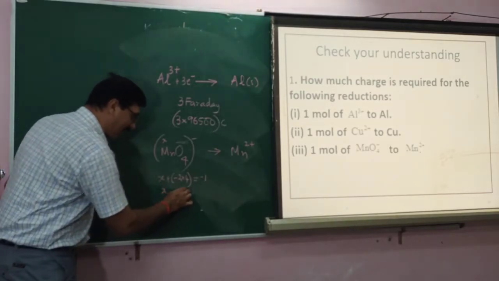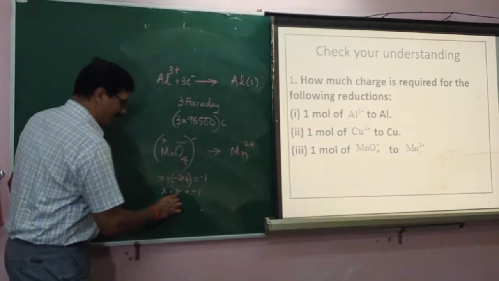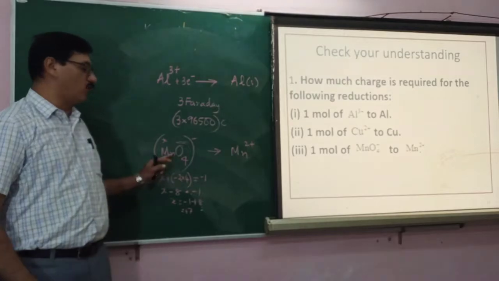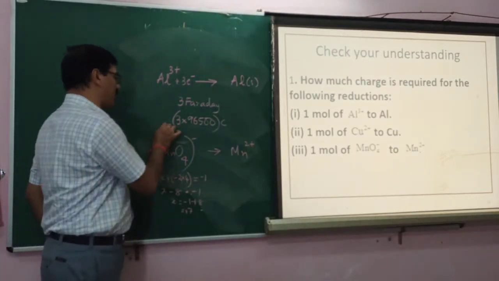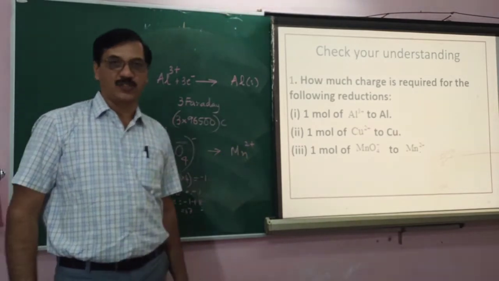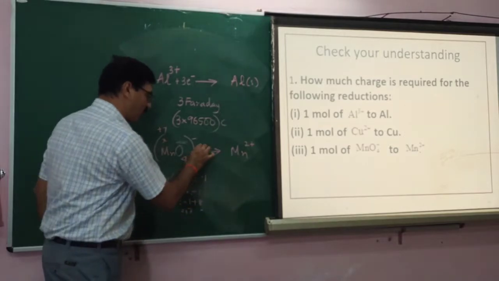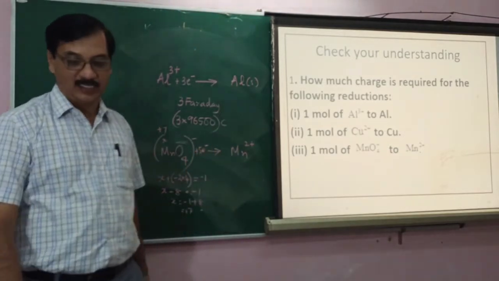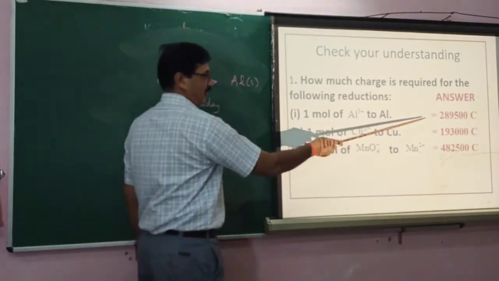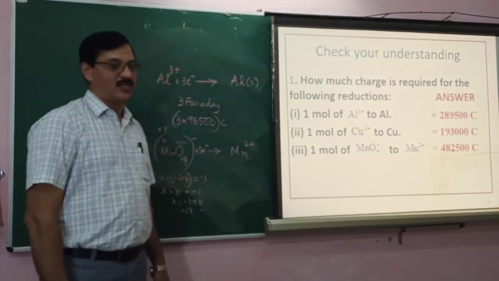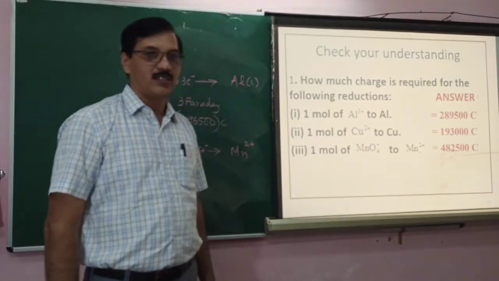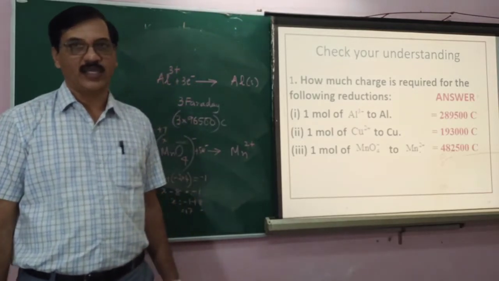So X minus 8 is equal to minus 1. So X is equal to minus 1 plus 8, that is equal to 7. So in MnO4 minus, Mn is present in the plus 7 oxidation state. Plus 7 to plus 2, it is reduced. So how many electrons are needed? Therefore 5 electrons are needed. 5 into 96,500 coulombs of charge is needed. After multiplication, 5 into 96,500 is 4,82,500 coulombs of charge. You can try that.